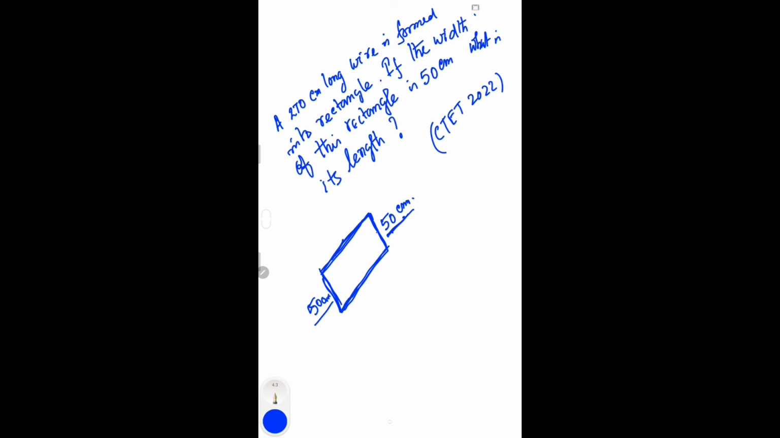The question has said that what is its length, that means this length. So dividing 170 by 2, because the total length of these two must be 170, so one side of it is 170 over 2, that is 85 centimeters.